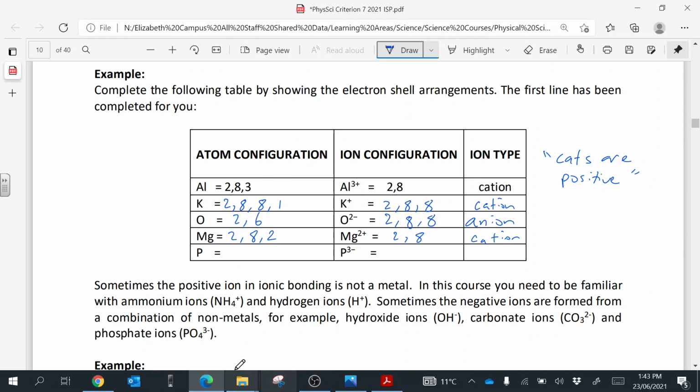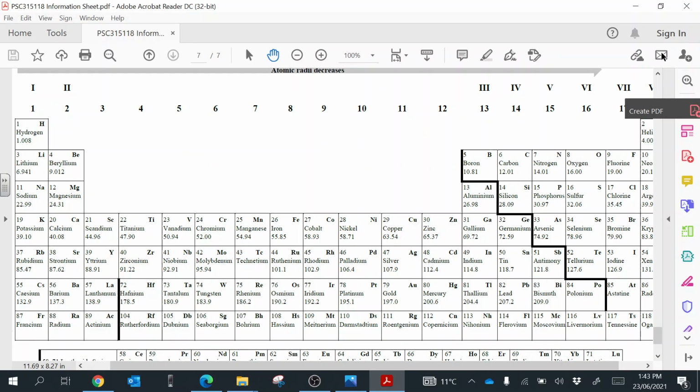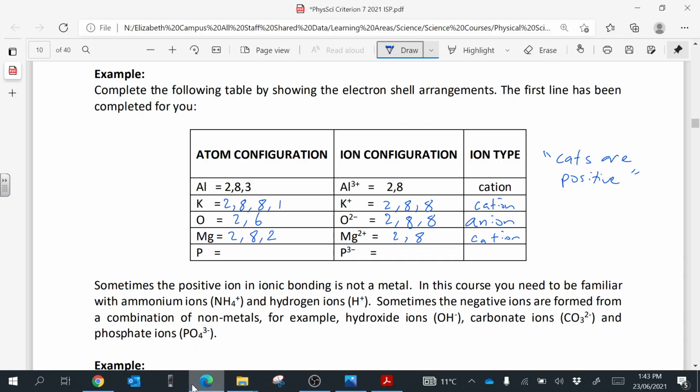And we have phosphorus there. Phosphorus, let's have a look. It's got 15 electrons and protons. So we have 2, 8, 5. It will want to gain 3 electrons, so it'll become 2, 8, 8. And it is an anion because of the negative charge.